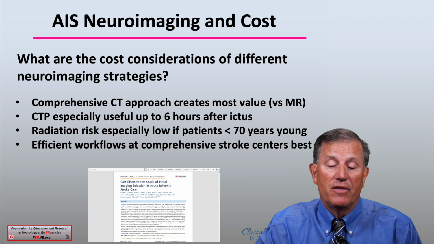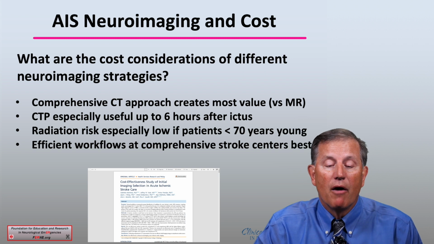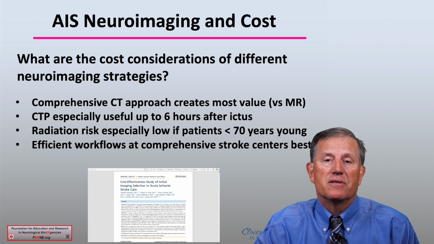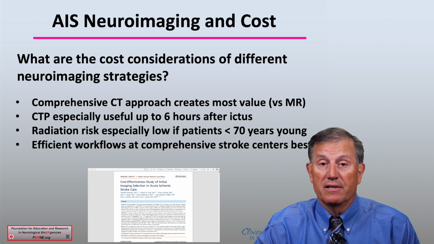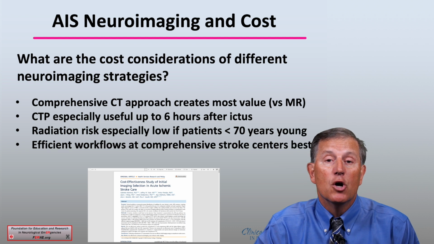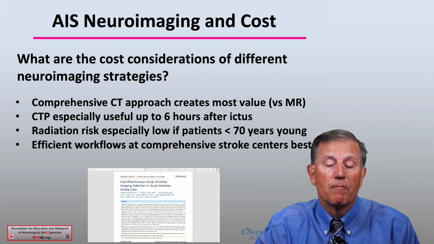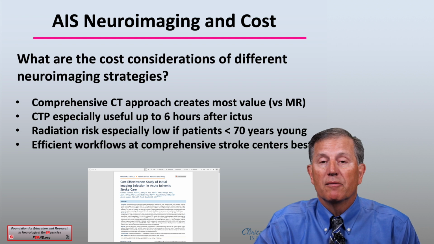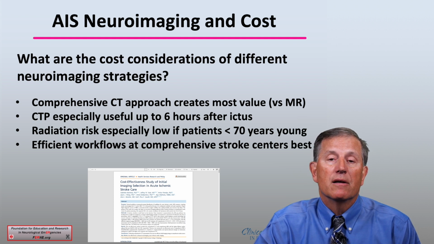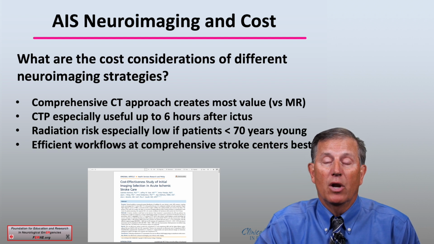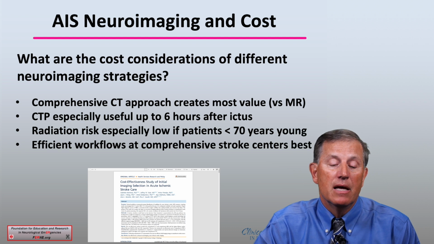We made a mention of this, but let's consider it. Are the cost considerations of different neuroimaging strategies important to us as we consider both the acute costs and the long-term costs in patients who are disabled from stroke? So a comprehensive CT approach does create the most value. That is, the NCCT, CTA, CTP is more cost effective than waiting and utilizing MR therapies.